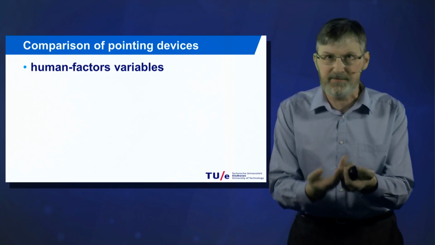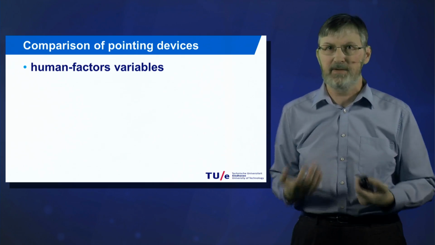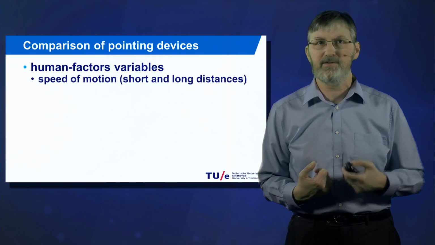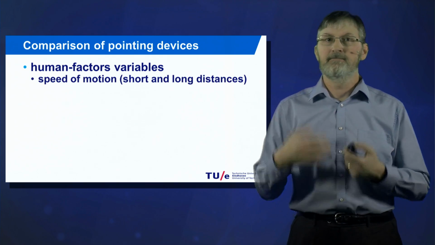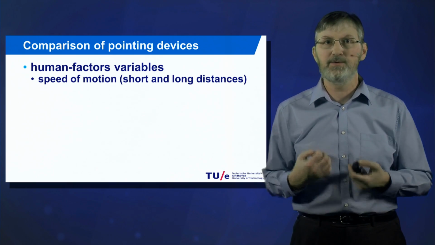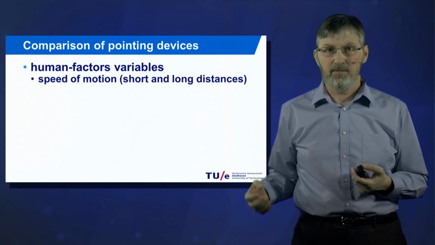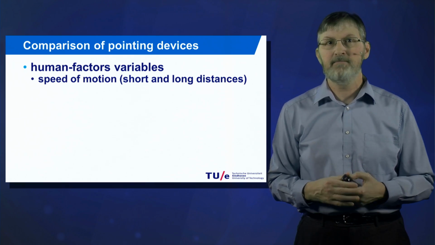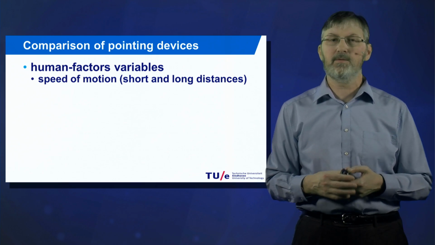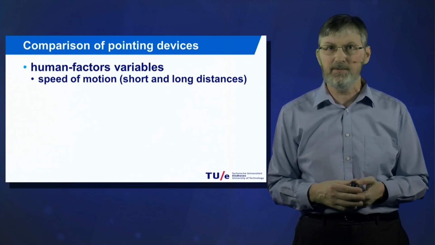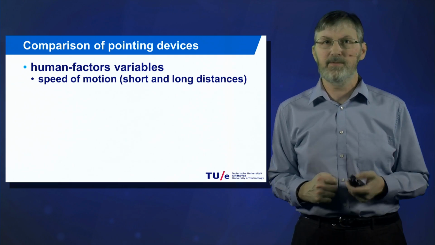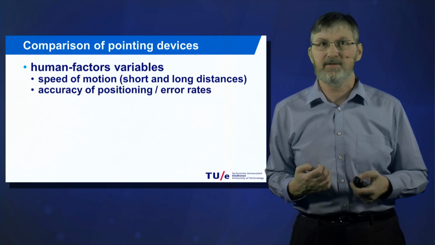So we have to consider human factor variables to decide which device is best for the application we have in mind. For instance, the speed of motion. Traveling large distances is easy with our hand. It's reasonably well doable with a mouse. It's harder with a trackball. The control with the thumb, for instance, is somewhat harder.